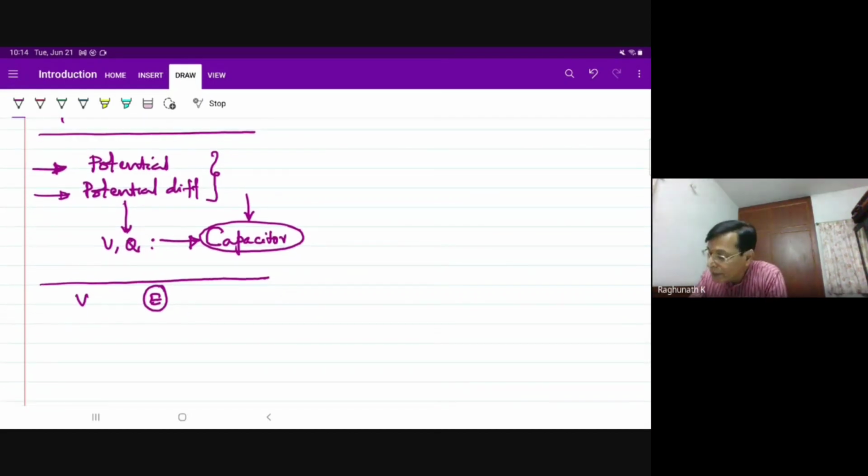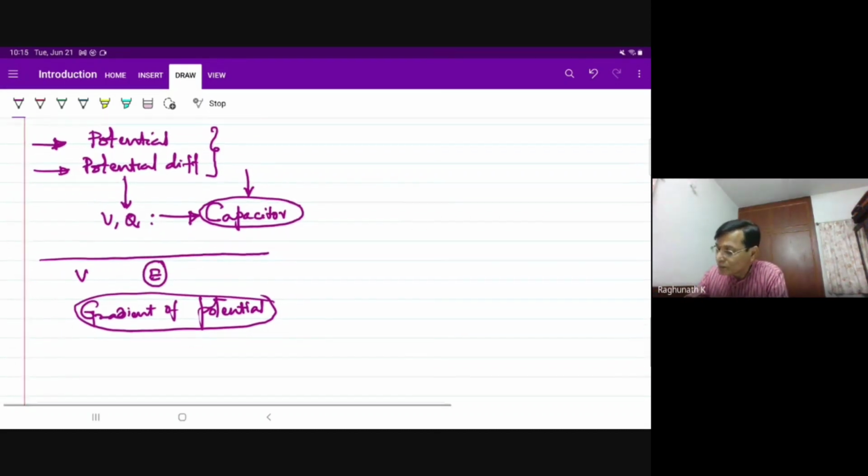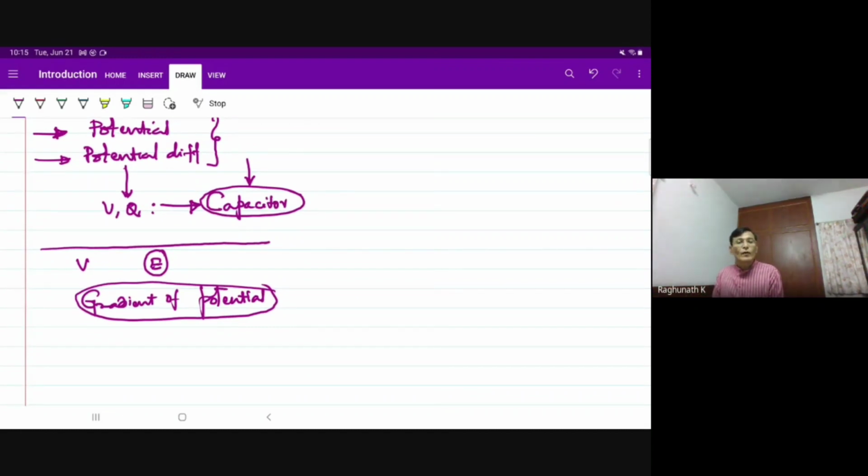In mathematics, there is a topic called gradient of potential. That's why I tell you, we are really blessed with this subject. Mathematics people will never understand what gradient is. I'm telling you, we will understand gradient properly and completely. Potential is a scalar quantity, gradient of potential is a vector quantity. V is connected to E through gradient of potential.